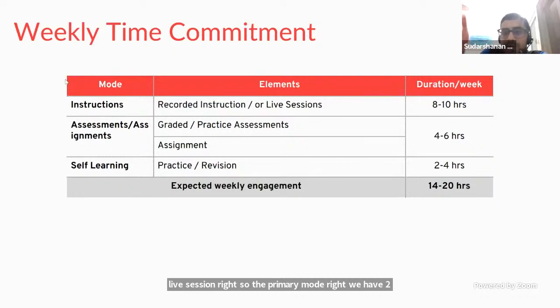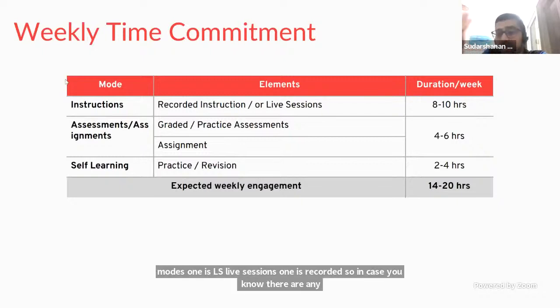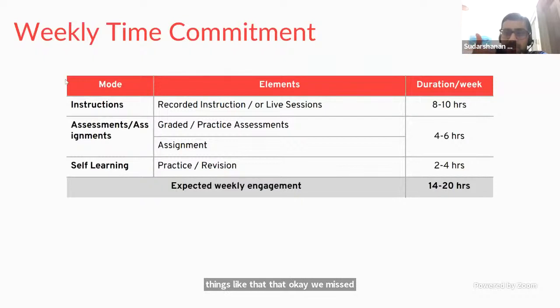So in case there are any things like that, that okay, we missed a week or maybe half a week, whatever, we will definitely give you the recordings, we'll give you the help and all of that. But to the best of our abilities, as practically as possible, we should try to follow this table.